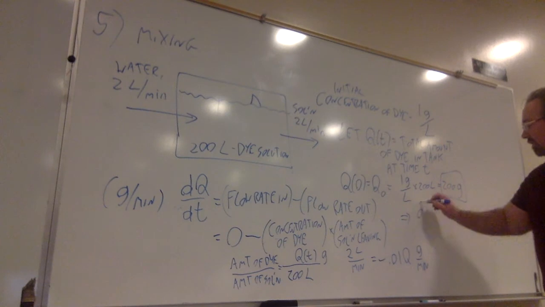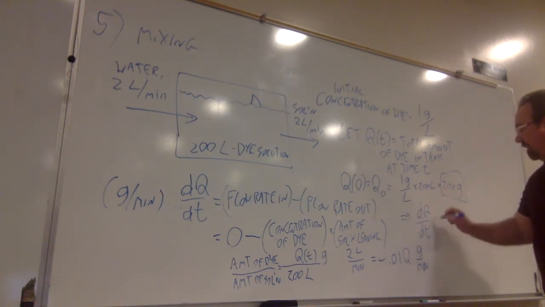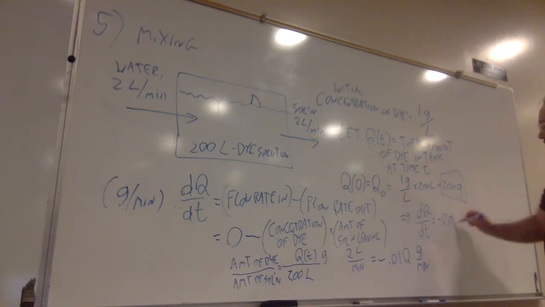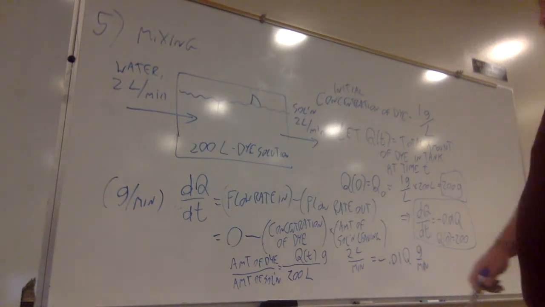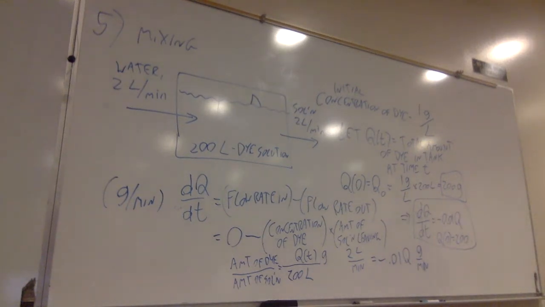So now if I clean this up, dQ/dt is minus 0.01 Q, and Q(0) is 200, so that would be the initial value problem for modeling the amount of dye in the tank. So, questions about how this equation came about?